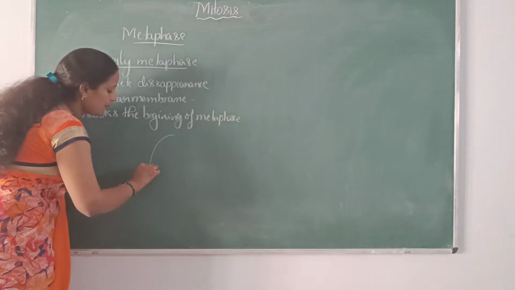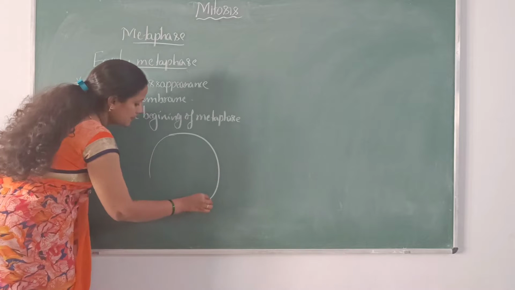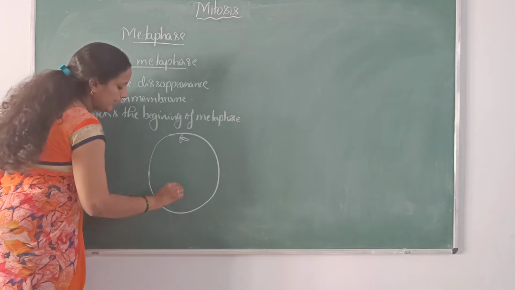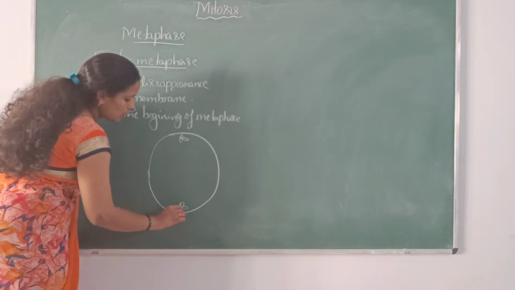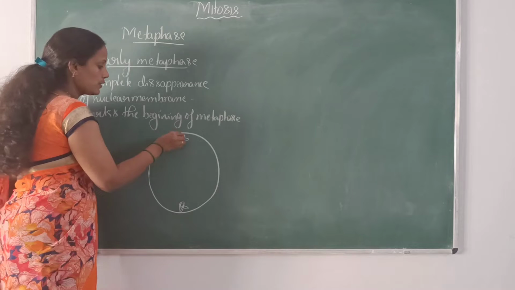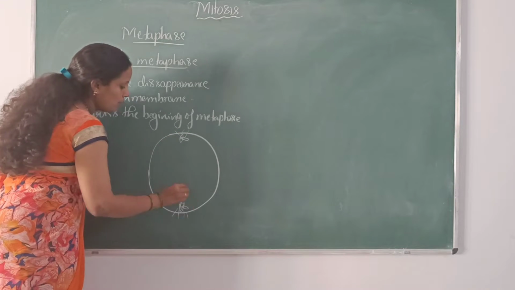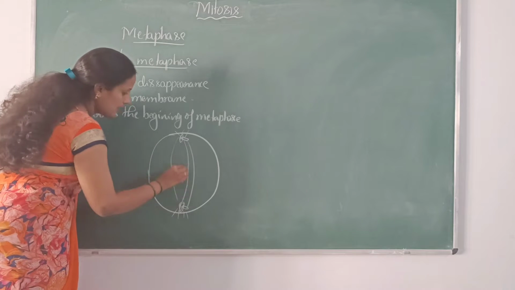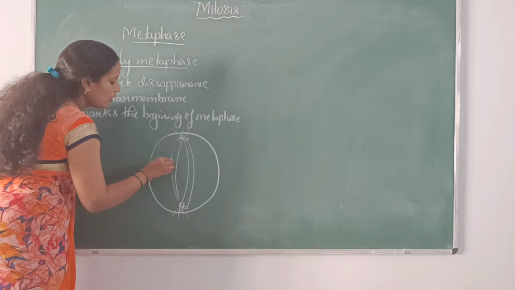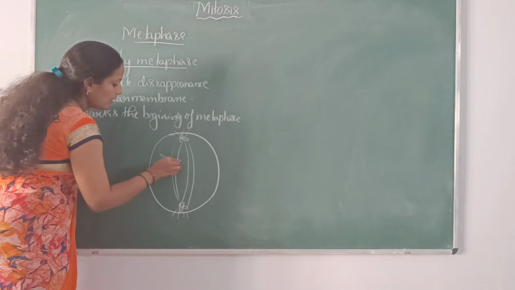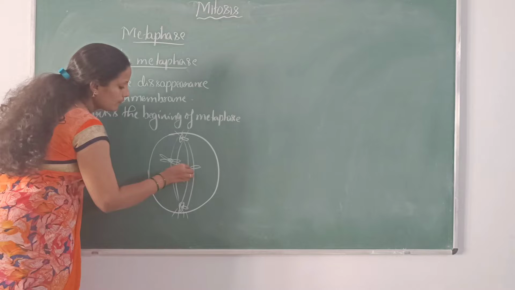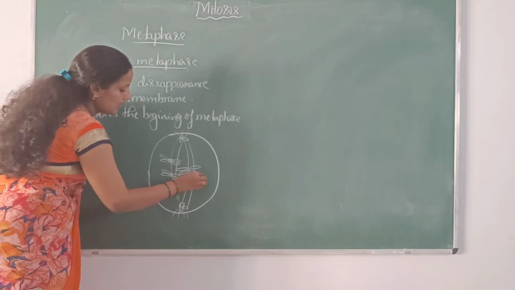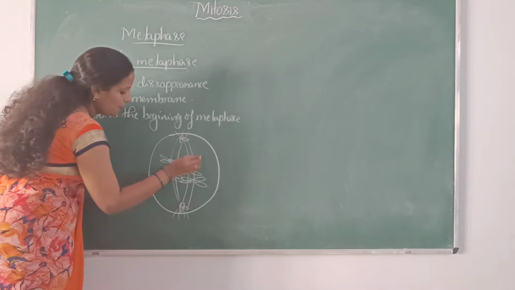So now the cell will appear like this in the early metaphase. It is the centrioles which have moved towards the opposite poles and they have produced the asters, and also there is a production of spindle fibers like this, and the chromosomes are spread in the cytoplasm like this. So this is the early metaphase.